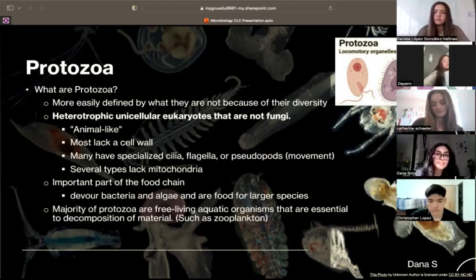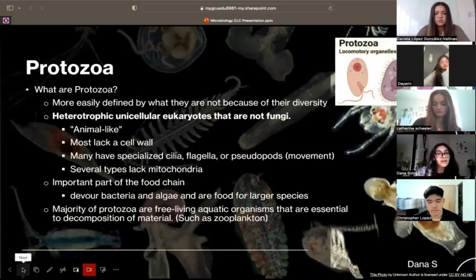Many have specialized cilia, flagella, or pseudopods, and that's basically how they get around, so that determines their movement. Several types lack mitochondria, and they are an important part of the food chain, so they devour bacteria and algae, and are also food for larger species. The majority of protozoa are free-living aquatic organisms that are essential to the decomposition of materials such as zooplankton. That's the background of the slide.